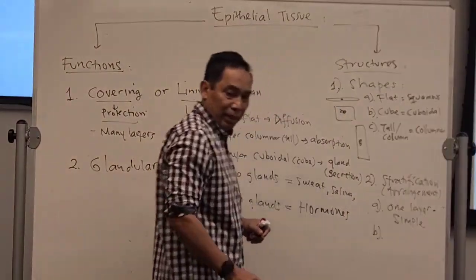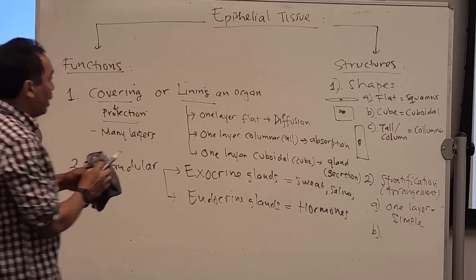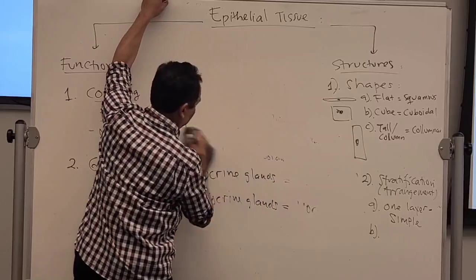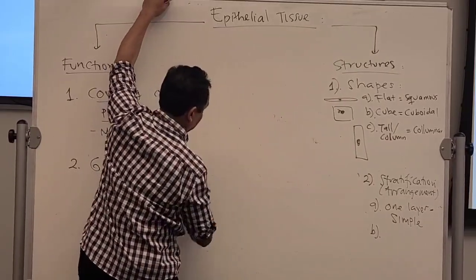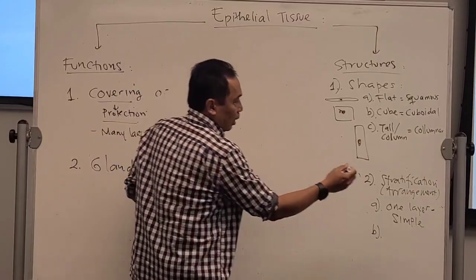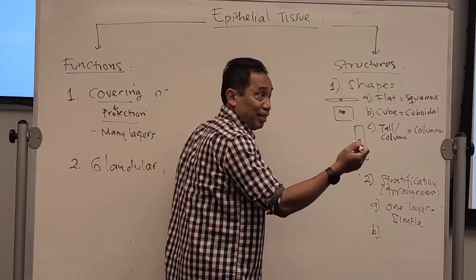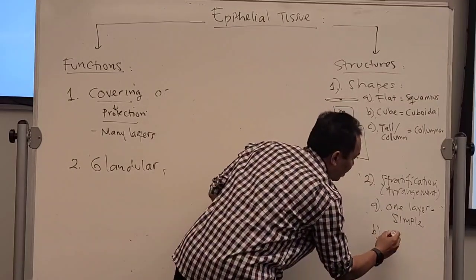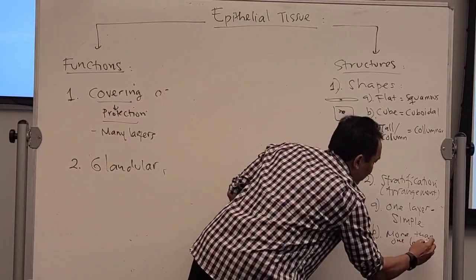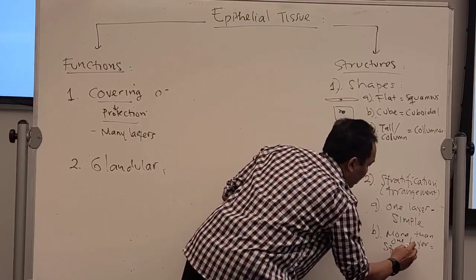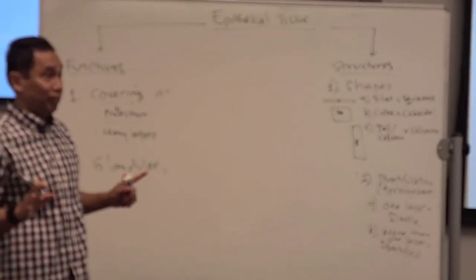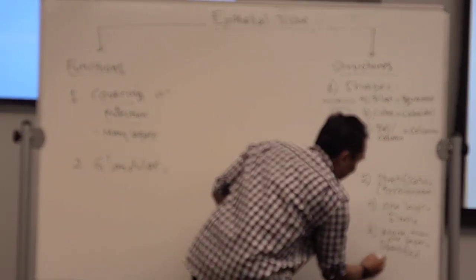The second one is more than one layer. If it is more than one layer, it is called stratified. Stratified. You follow this? Okay. The last one is unique.